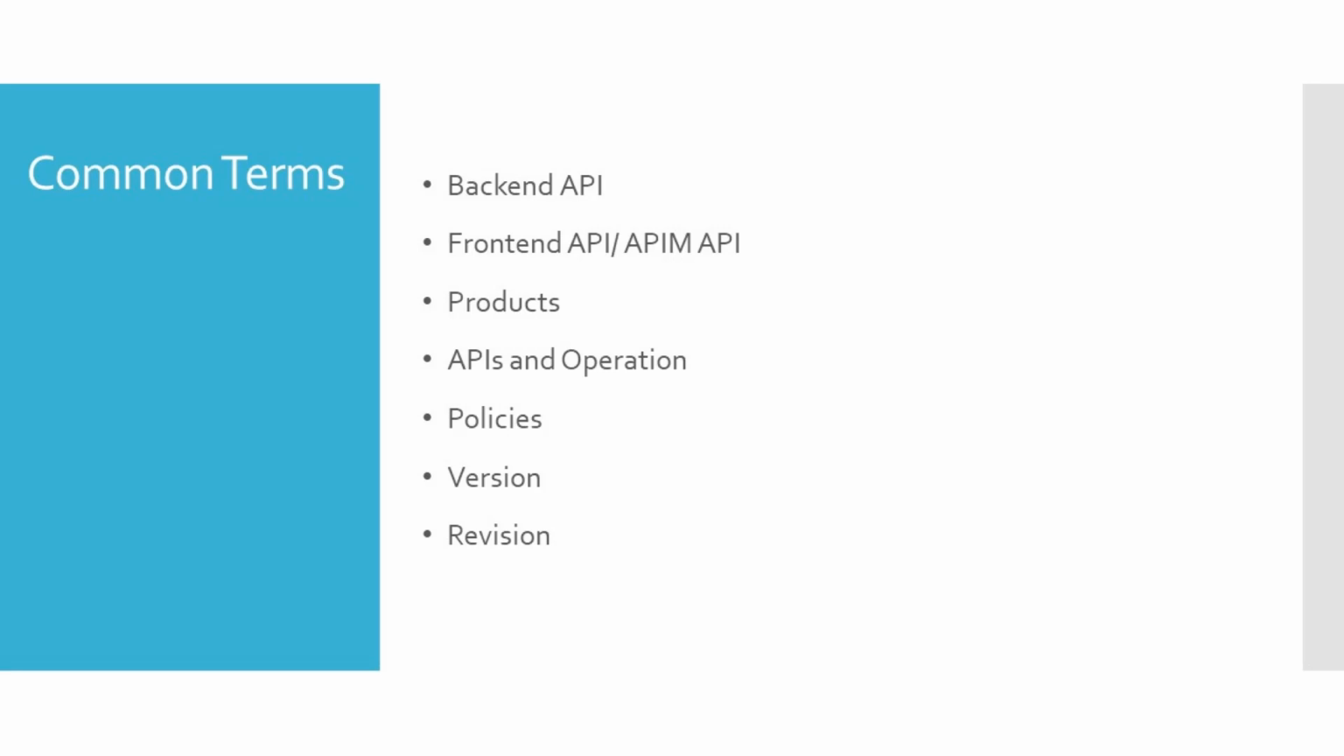Policies. These are a set of configured rules for APIs which get executed in a sequential manner during the request and response cycle. Version. Sometimes you want to publish a new or a different API feature to some users, but others want to stick to the API that they are currently using. In that case, you can use version.